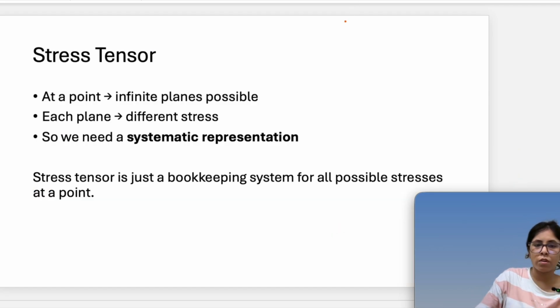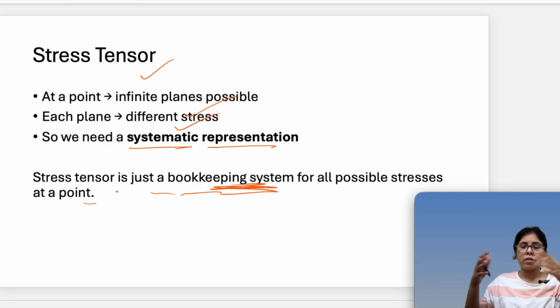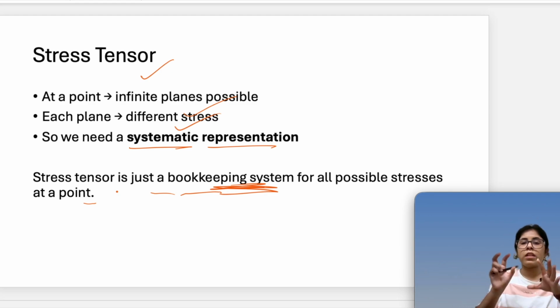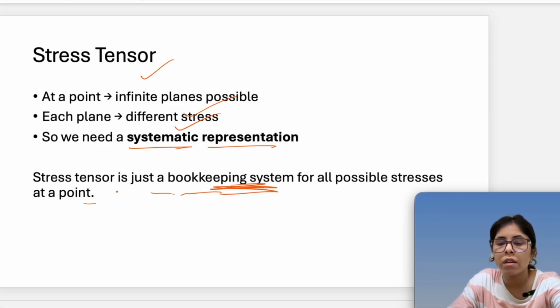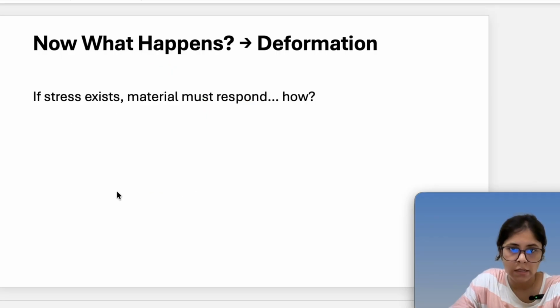So these are some more things about the stress tensor. At a point, infinite planes are possible, and each plane has different stresses. So we need a systematic representation, and the stress tensor is a bookkeeping system for all possible stresses at a point. At a point there are 9 types of possible stresses, so you just put them in the form of a matrix so that you have a record of all the stresses for that particular point. So this is what the stress tensor is.